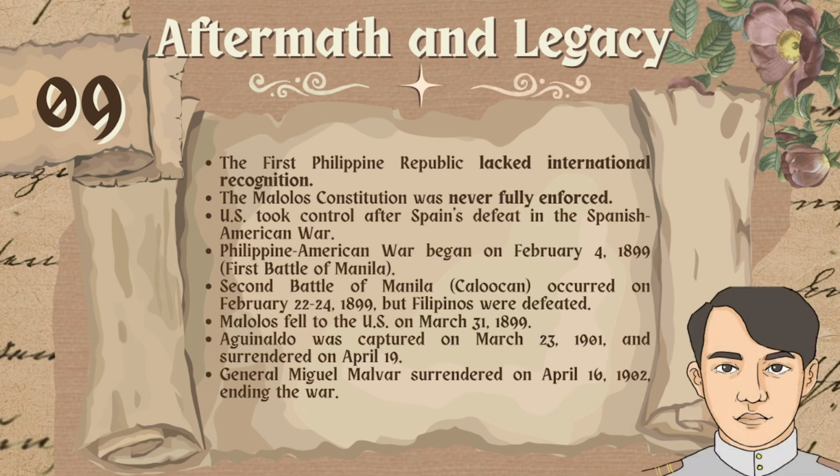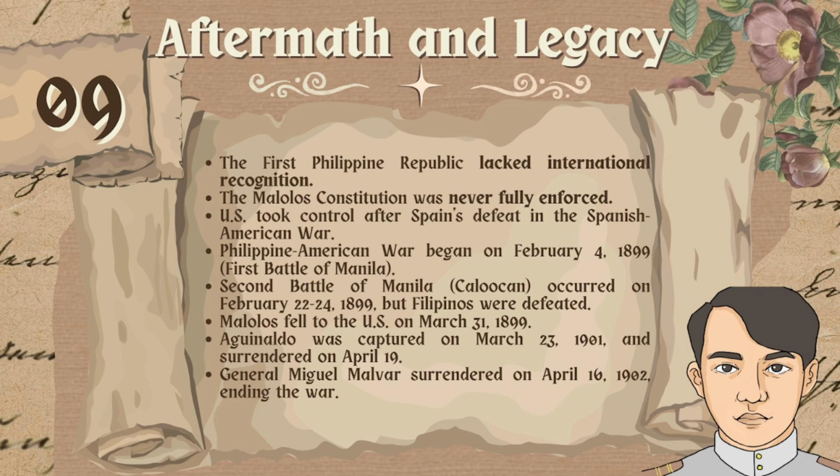The aftermath and legacy. The Philippine-American War in 1899 to 1902 was a fight for independence against U.S. rule despite the efforts of Emilio Aguinaldo and the Filipino forces. The Americans, with better weapons and training, won the key battles, including the First and the Second Battles of Manila. With the capture of Malolos in 1899 and Aguinaldo in 1901, Filipino resistance weakened. The war officially ended in 1902 when General Miguel Malvar surrendered.